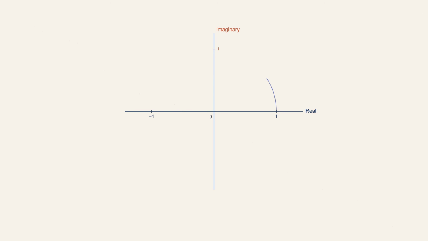But what does this formula actually look like? Let's draw it. Imagine a flat plane. The horizontal axis is real numbers. The vertical axis is imaginary numbers. This is the complex plane. Now, e to the i theta is a point on this plane. Its real part is cosine theta. Its imaginary part is sine theta.